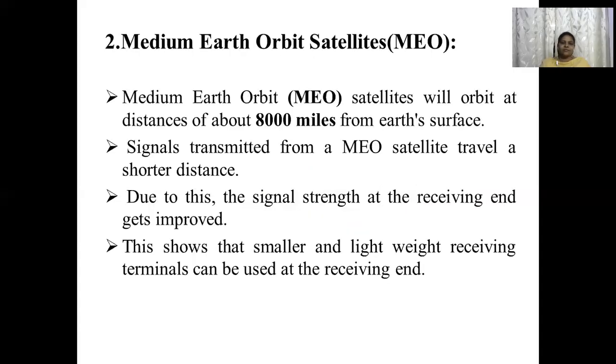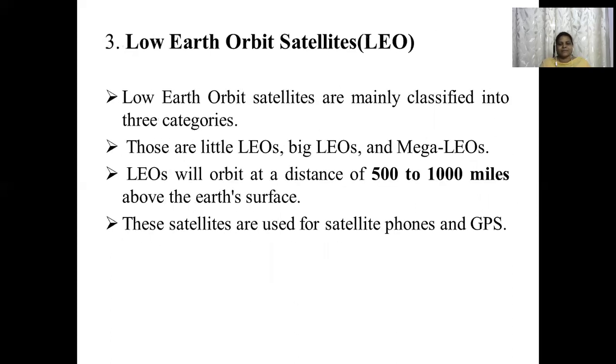Next, the second one is medium Earth orbit satellites, MEO. The medium Earth orbit satellites will orbit at a distance of about 8,000 miles from the Earth's surface. So signals transmitted from a MEO satellite travel a shorter distance. Due to this, since they travel only a shorter distance, the signal strength at the receiving end will improve. This shows that smaller and lightweight receiving terminals can be used at the receiving end. So medium satellites mainly orbit at a distance of about 8,000 miles.